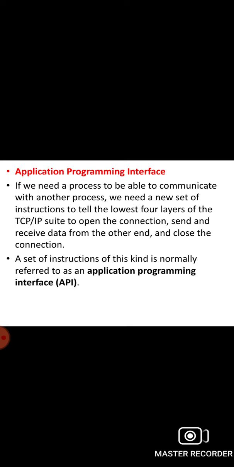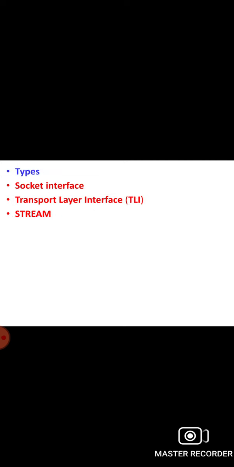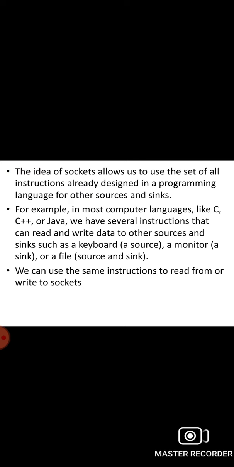If we need a process to be able to communicate with another process, we need a new set of instructions to tell the lowest four layers of the TCP/IP suite to open the connection, send and receive the data from the other end, and close the connection. A set of instructions of this kind is normally referred to as an application programming interface, or API. And there are three types called socket interface, transport layer interface, and stream. Let's see them one by one.